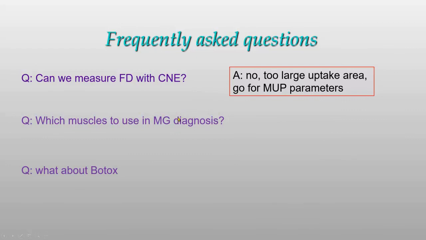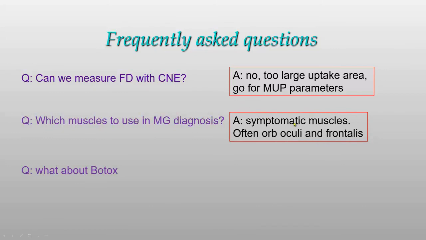Which muscles are optimal for the myasthenia diagnosis? Well, we should go for the symptomatic muscles. Often that is facial muscles, but if there are limb muscles, we should go for those. The typical is, however, that we record from orbicularis oculi and the frontalis muscles. And the rule is that if the first investigated muscle is normal, then we go to the other of the two. Internally, they have about the same diagnostic value.